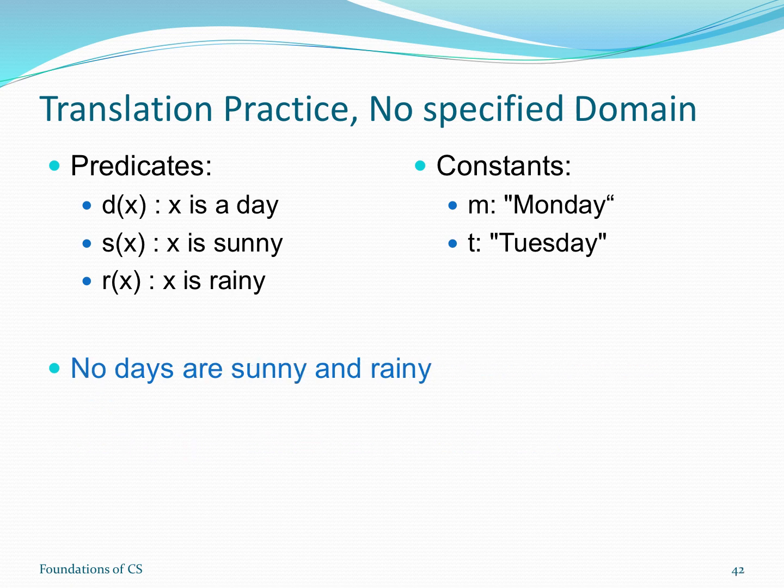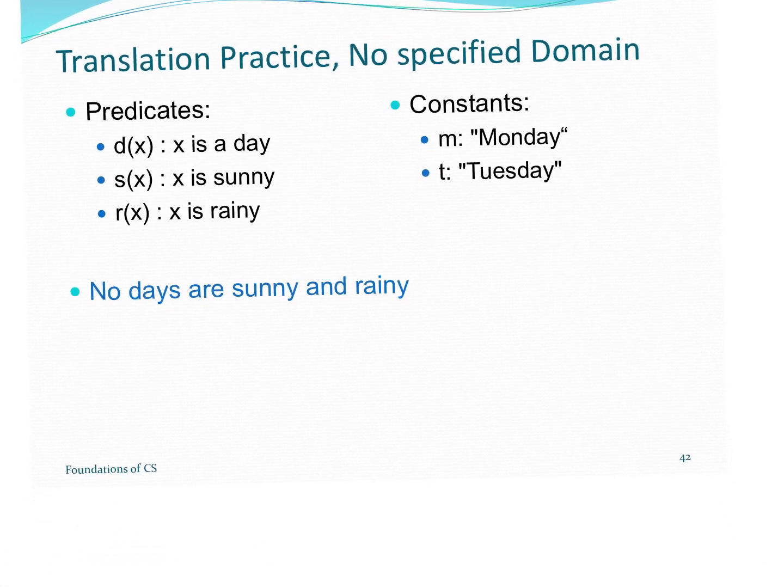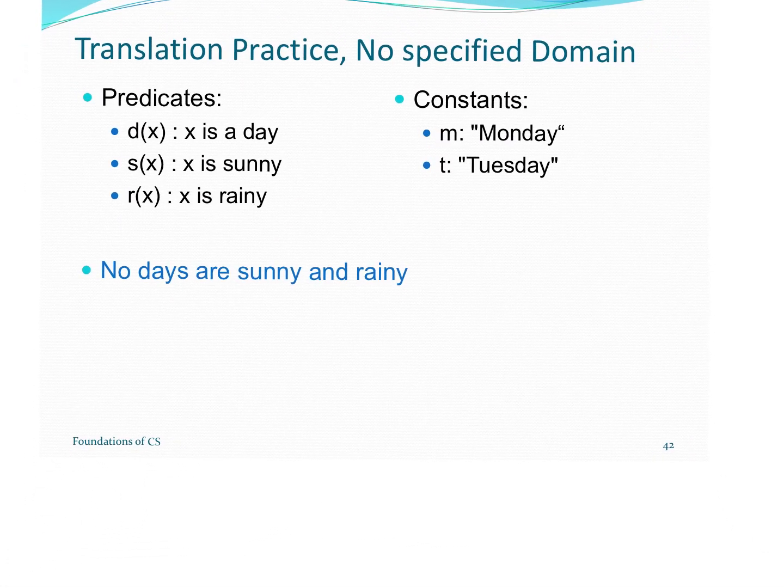Okay, again, no specified domain. No days are sunny and rainy. So we can do a no as there doesn't exist, or for all it's not the case. So let's just try and do both. And again, since we've got no specified domain now, we have to be a little bit careful with what we are doing with the implies or whatever.